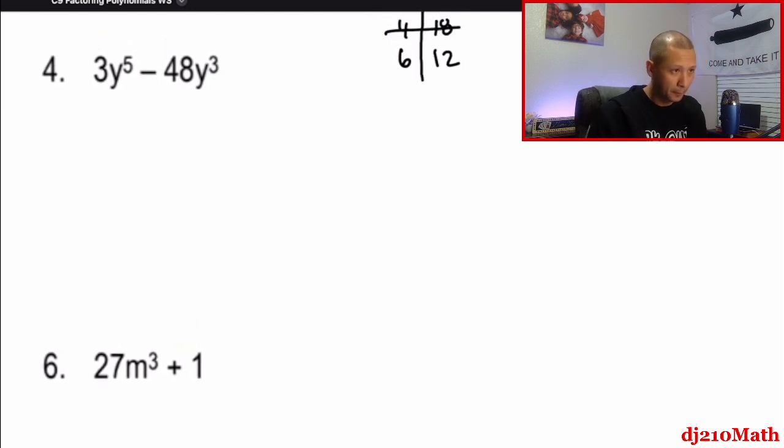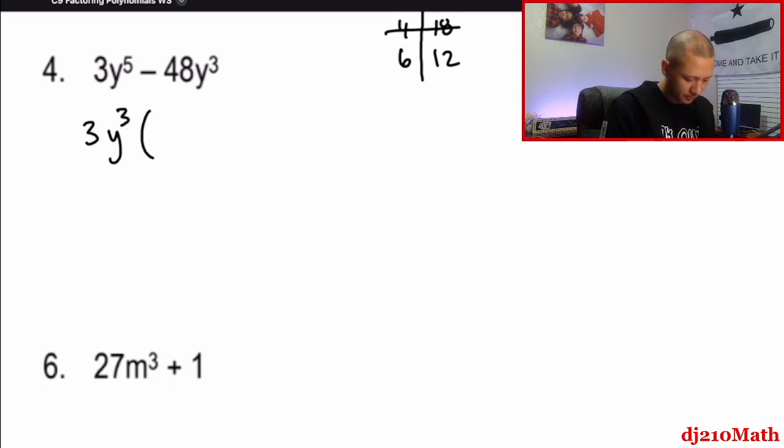Okay, number 4. 3y to the 5th minus 48y cubed. Is 48 divisible by 3 is a question. Yeah, it is. 3 goes into 4 once, then 3 goes into 18 6 times. So I can definitely take out a 3. I can also take out a y cubed. So y squared minus, what do we say, 18?